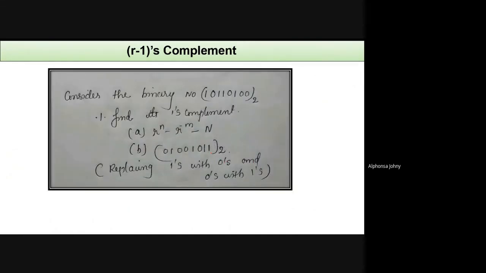Then, in the coming slides, we will summarize the techniques we have learned so far, that is both r's complement and r minus 1's complement. Consider the binary number 10110100 to the base 2, and we need to find out its ones complement.